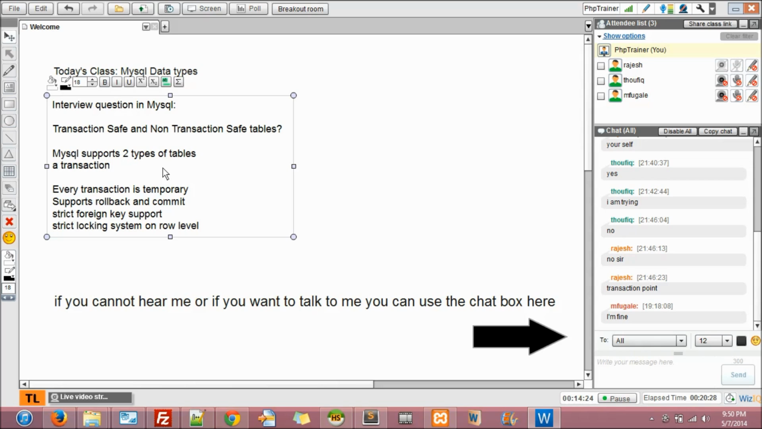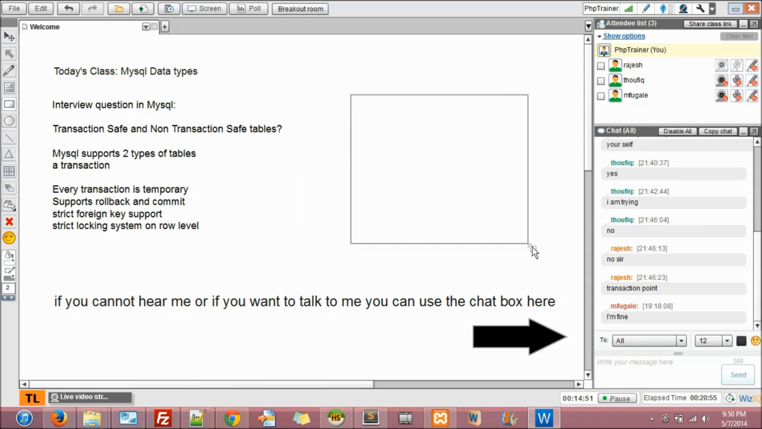Then coming to the foreign key support, I'll talk about that in a while, so let's keep that aside. And the strict locking system at row level. Yesterday in the previous classes we saw a database table like products, orders and customers, if you guys remember. In that we saw rows. A row is the compartment where the data is stored for a particular item. Let me draw that here. So this is a database table, let's assume.